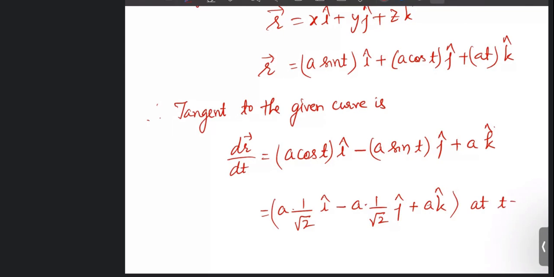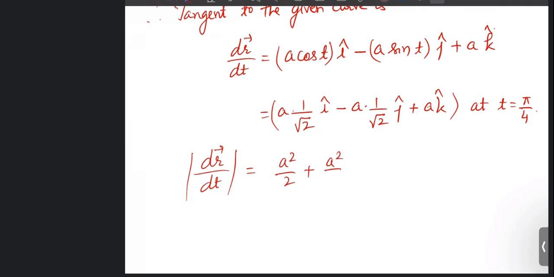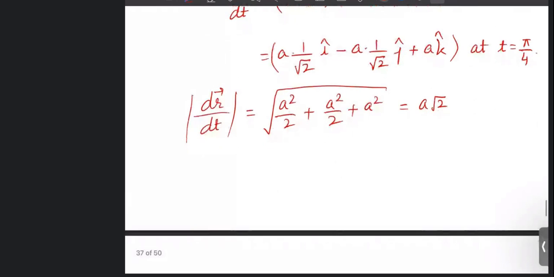At t equal to π/4, because our aim is to find the unit vector in this direction, its magnitude is also required. That is equal to the square root of (a²/2 + a²/2 + a²), that is the square root of 2a², that is a√2, the magnitude of this.